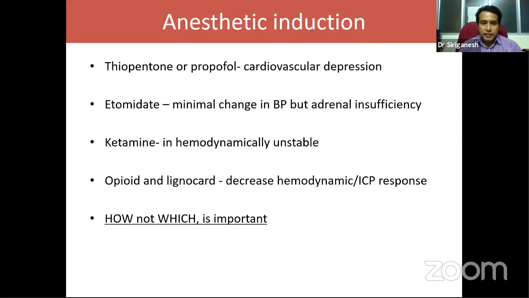Now we come to the anesthetic induction proper. So what are the agents that are commonly available? Most often we use either thiopentone or propofol. We all know that they result in cardiovascular depression. Etomidate is a better alternative. It results in minimum hemodynamic changes, but remember that even a single dose can lead to adrenal insufficiency. And most patients with traumatic brain injury, at least those who have severe traumatic brain injury, have some degree of hypothalamo-pituitary adrenal axis imbalance. So in a hemodynamically unstable population, ketamine may be a better alternative regardless of its impact on ICP.